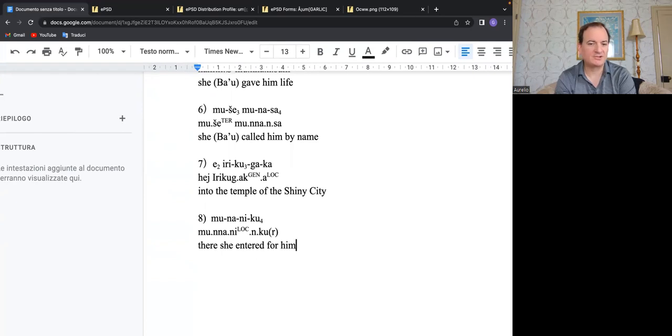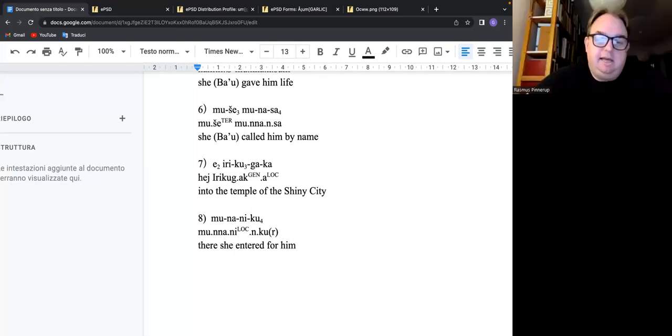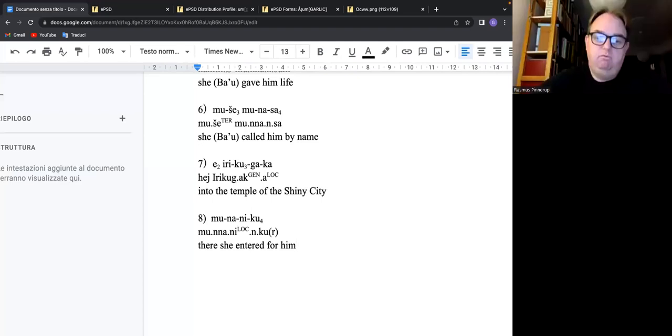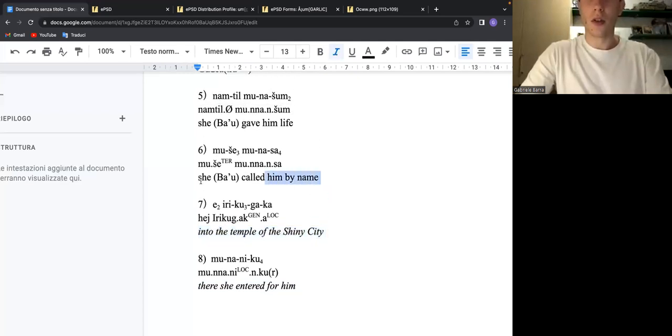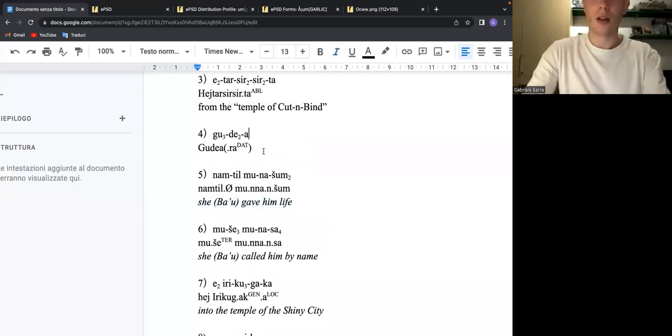So wait, we're saying she entered for him? Is that the conclusion then? Yes. Then that would mean that after Gudea had built the temple, she descended into it. Yes. Which makes sense, I guess. She took up residence in the temple. And we have officially finished translating text number 26. Yay! It was sort of fun. I liked it. No, this is cool.